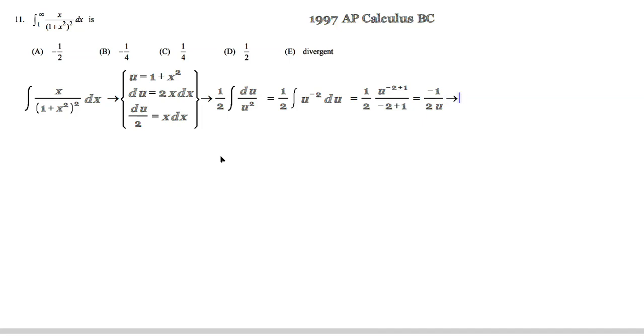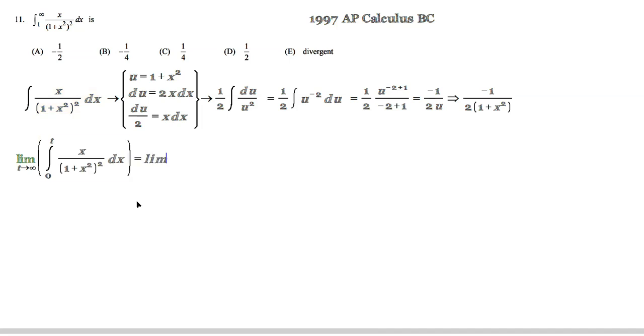Lastly, what you want to do is go back to the original variable x. So this now becomes negative 1 over 2 times 1 plus x squared. That's our antiderivative. Now, go back over here, and we can do the following. The limit as t approaches positive infinity of the definite integral from 0 to t of this expression.